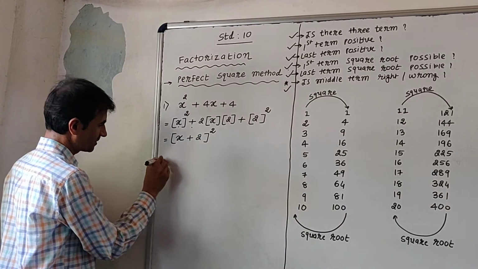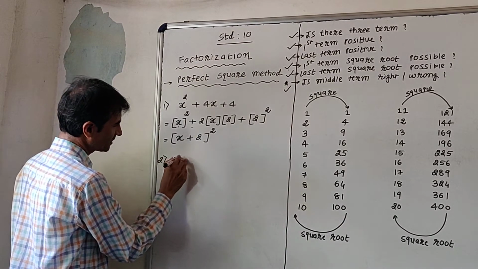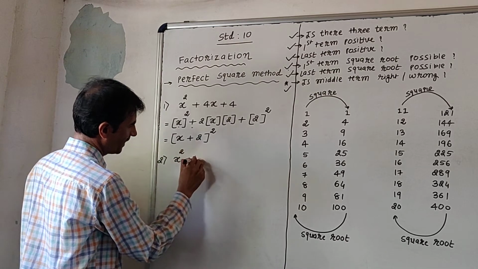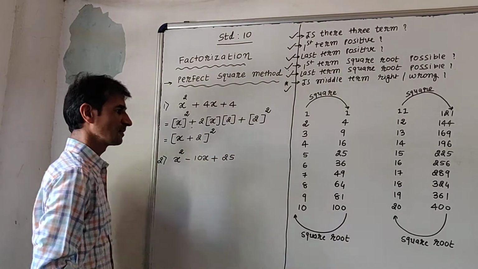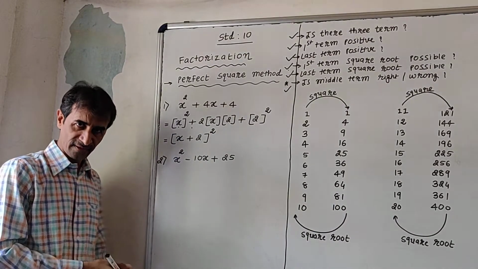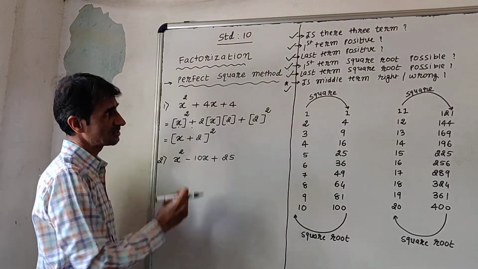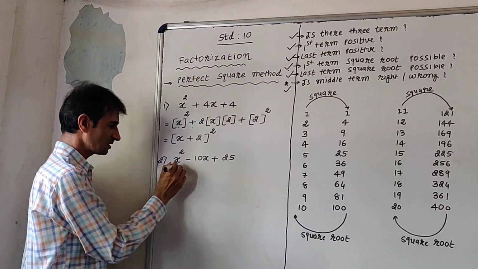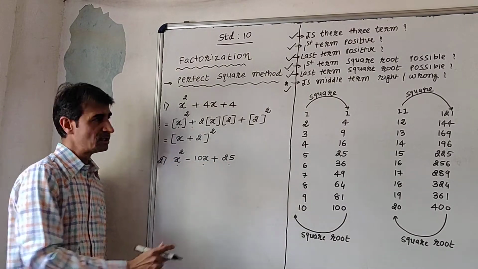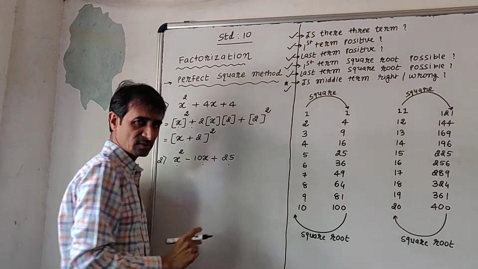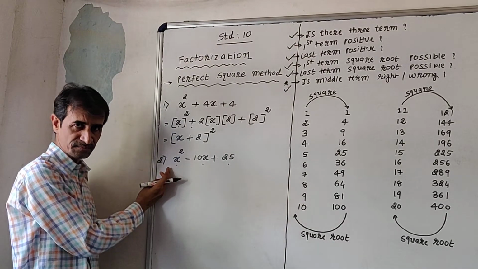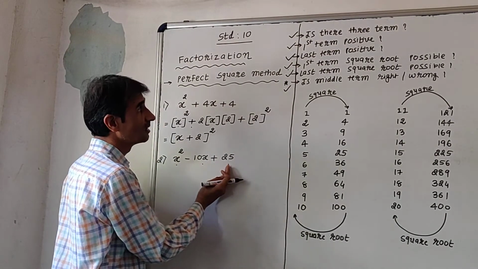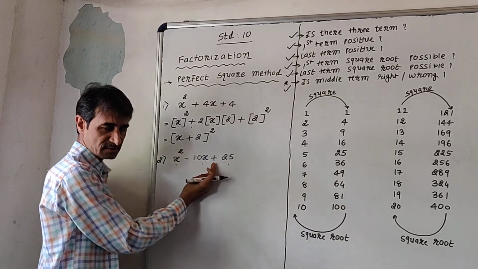Let me start the second sum. Here x square minus 10x and plus 25. Again I want to solve, or we can factorize, by the question answer method. Is there 3 term? Yes, 1, 2 and 3 term is there. So now the first question gives me the positive answer. Second question, the first term positive, yes of course. The third question, the last term positive, yes of course.